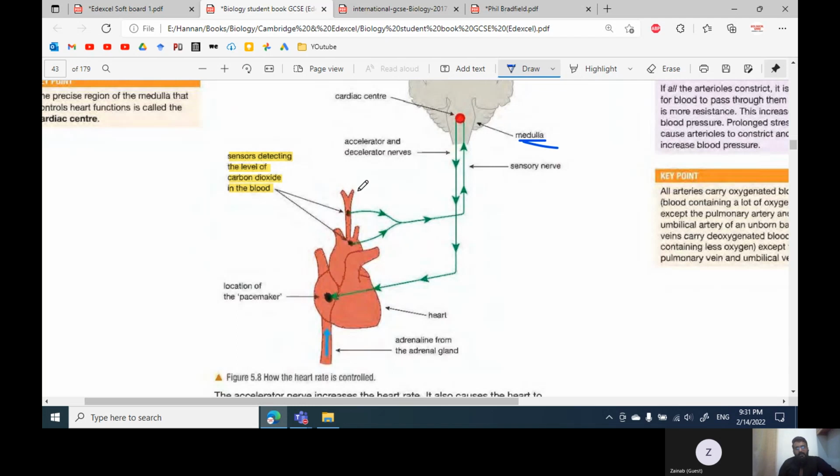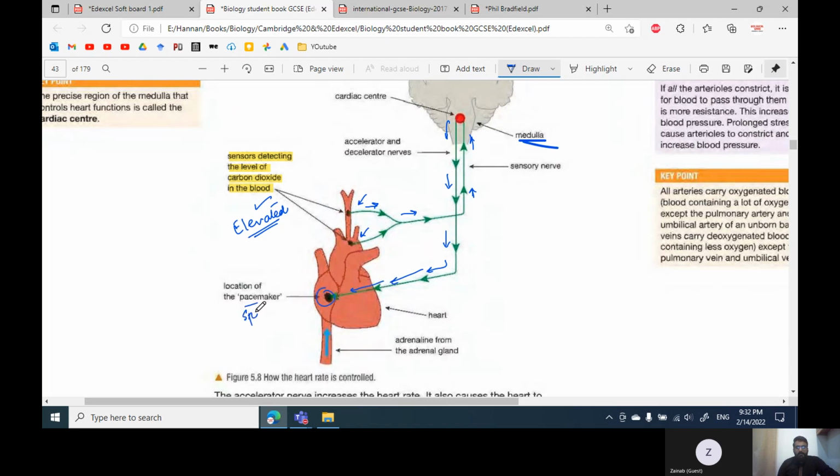Let's have a look at this whole phenomenon. These are the carbon dioxide sensors in the blood, in the heart. These sensors would sense the level of carbon dioxide, for example, elevated levels of carbon dioxide. These would immediately transfer the signal towards the medulla. The medulla would immediately process the information and send it back to a very important part of the heart, that is the pacemaker.